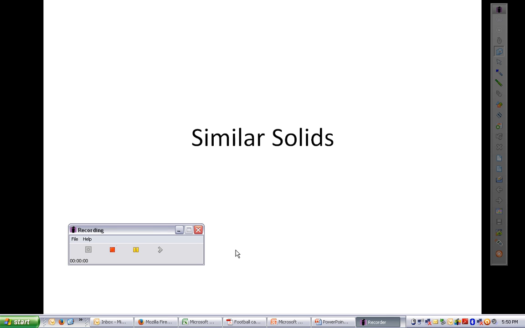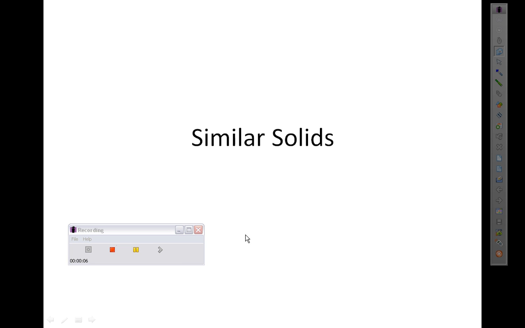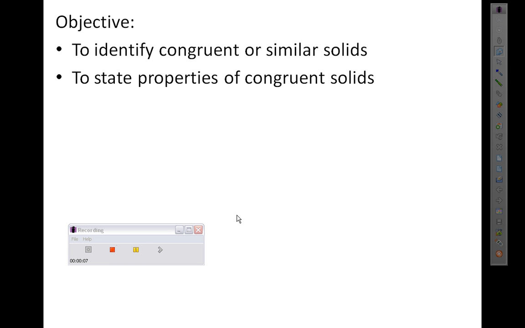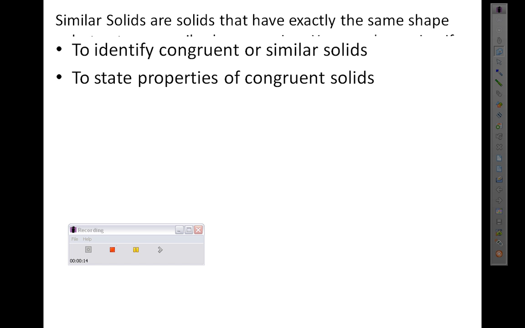Today we're going to look at similar solids, and we'll also look at congruent solids, and you can see that a little more in the objectives. So looking at congruent and similar solids, and to look at some properties of some congruent solids.